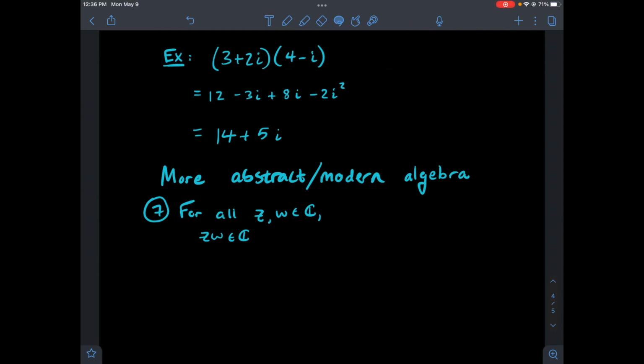So what kind of good things can I expect as far as complex multiplication goes? Is it commutative? Can I distribute? How does it play with addition? Can I distribute is what I mean. Anyway, we'll get there. Number 7.